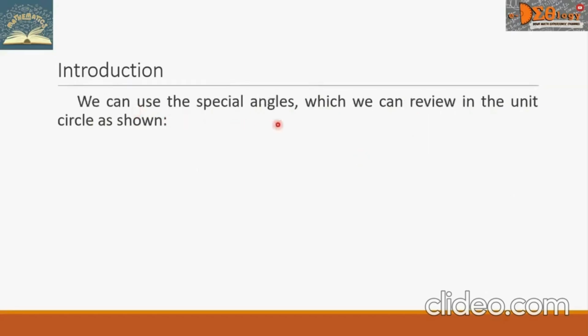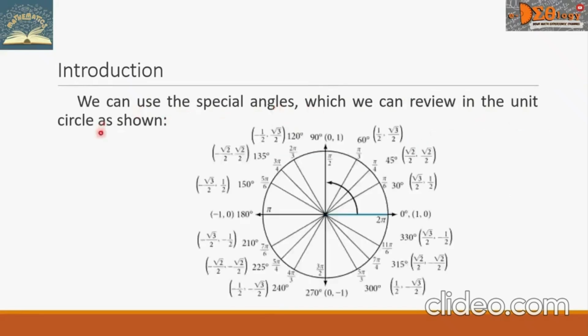We can use the special angles, which we can review in the unit circle as shown. We have this unit circle here. There are coordinates for each of the given angles. Note that the x-coordinate corresponds to cosine theta, while the y-coordinate corresponds to sine theta.